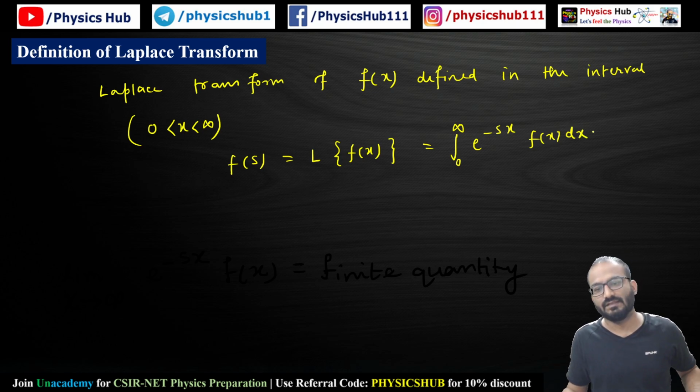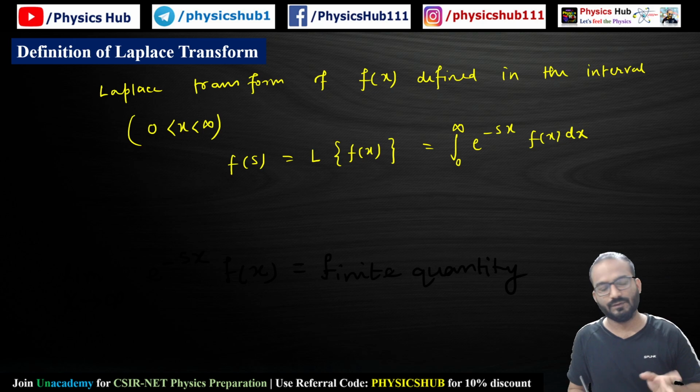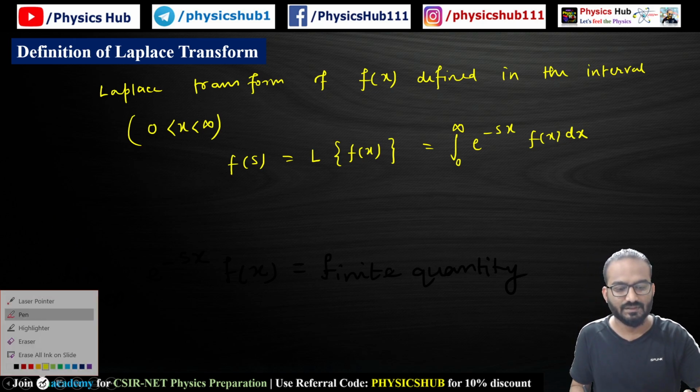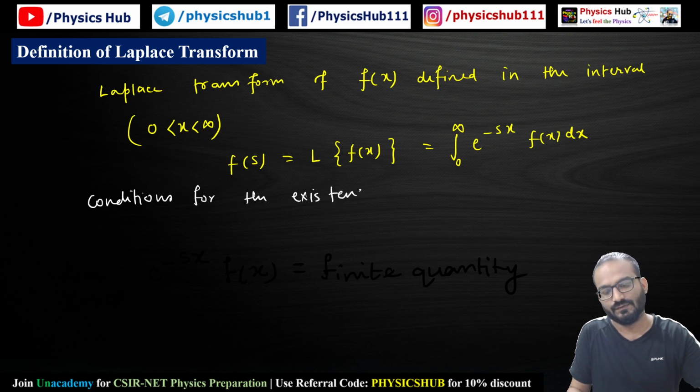The next question arises: is it possible to find the Laplace transform of every function? It is not always possible. There are some conditions. If a function satisfies those conditions, then only we can say that the Laplace transform of that particular function will exist. Let me tell you about those conditions. Two conditions are there, and it is quite evident from the definition. Conditions for the existence of Laplace transform.